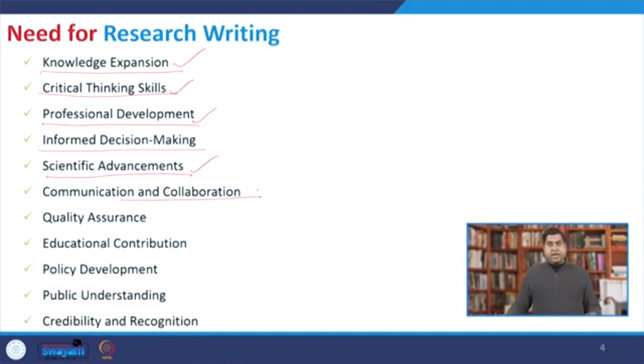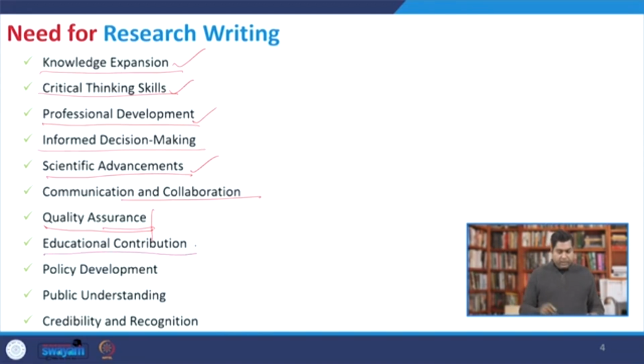Now at the same time, research writing will also assure the quality, because many a times, during that particular write up, you will find certain difficulty, probably something is missed out. So probably you have to relook into the data, you relook into the analysis and interpret it. So quality assurance is another important aspect of research writing, and that is why good research writing is required.